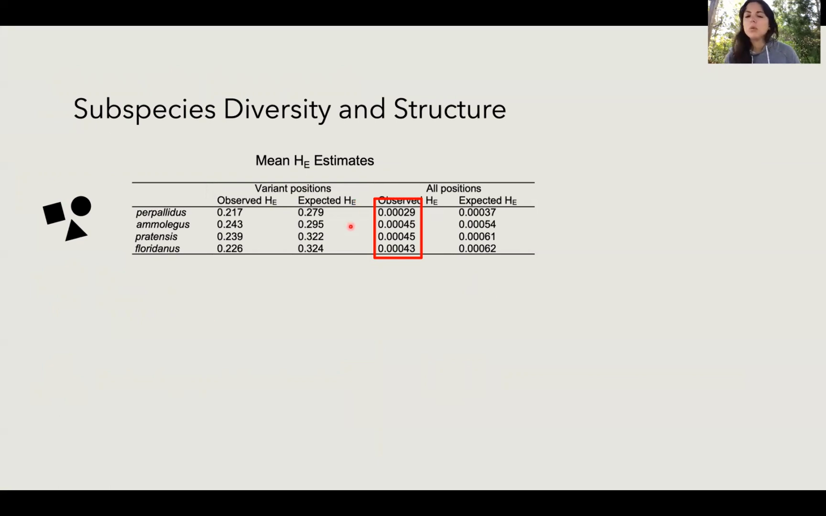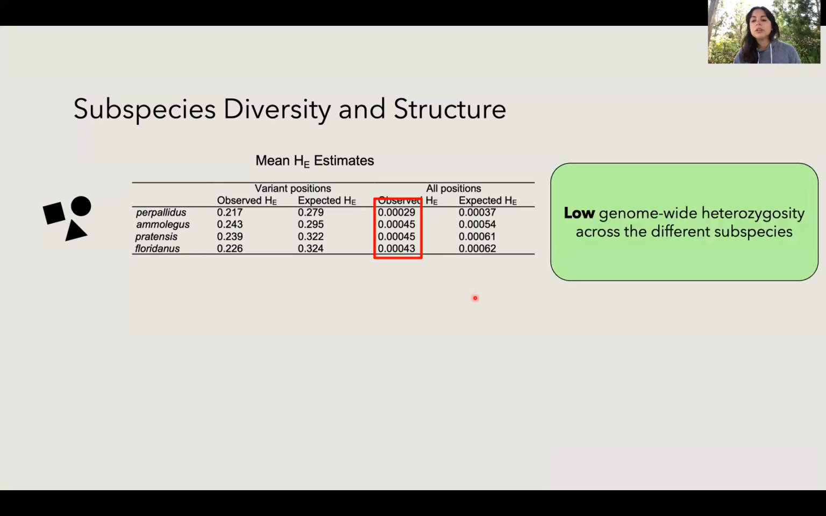And the first observation that we can see here is that the values are pretty uniform. But most importantly is that these values are low for what we would normally see for birds, and that they're consistent with estimates of heterozygosity for endangered species or species that have undergone major population declines. And so from those values, we can conclude that there is low genome-wide heterozygosity or low diversity across the different subspecies.